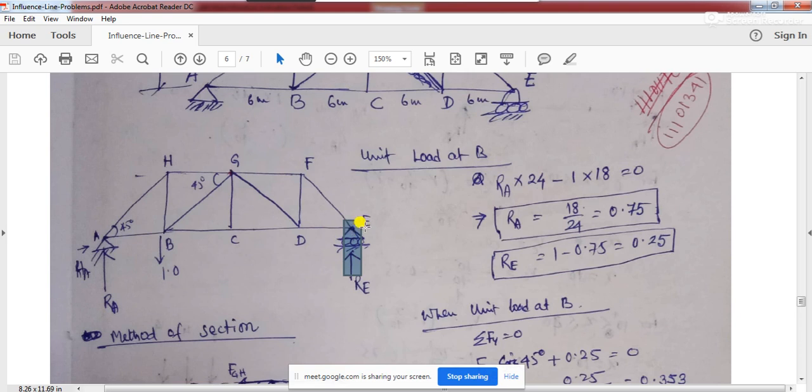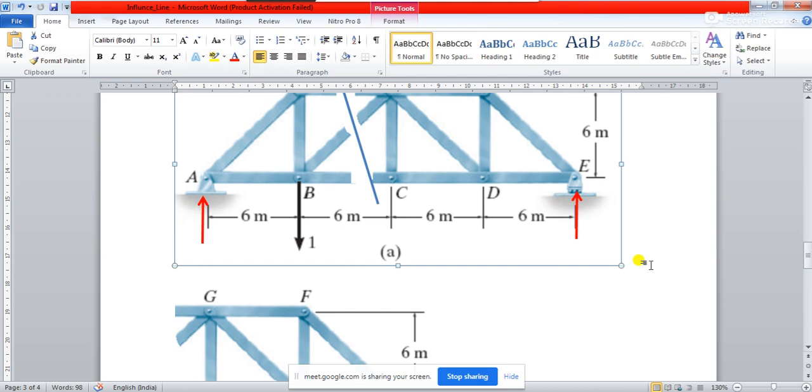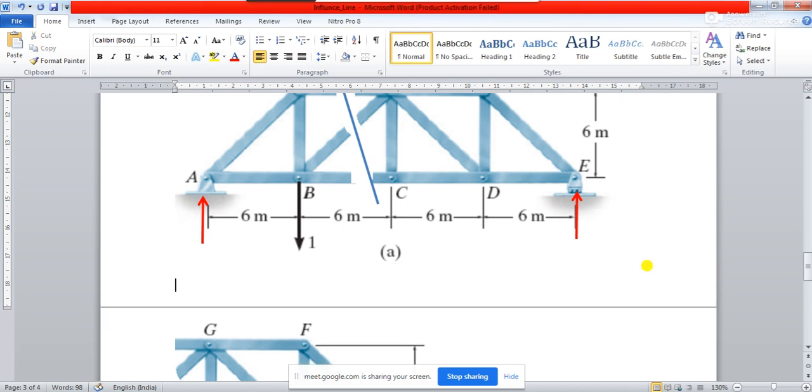So if you take moment about this point E, what will be the moment? See, this is your RA. So you see, what will be the moment? RA into 24 minus 1 into 18, very good. So this zero should be equal to 0, right? So from this you should be able to find out RA. So RA is going to be equal to 18 upon 24, right?